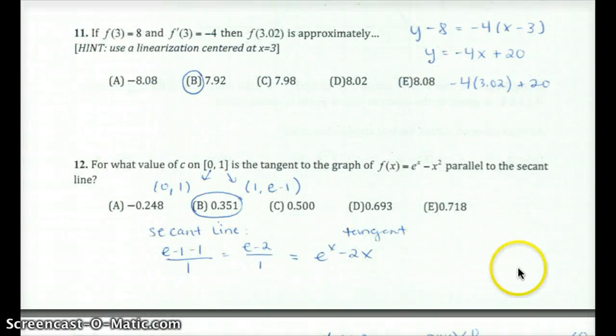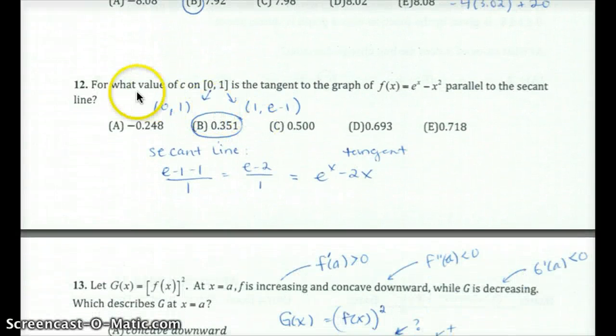Let's look at number 12. 12 says for what value of C on the interval from 0 to 1 is the tangent to the graph of this function parallel to the secant line. So don't get distracted by the work yet. Think about what the meaning of these words mean. The strategy is really testing whether you can read and understand a mathematical statement.